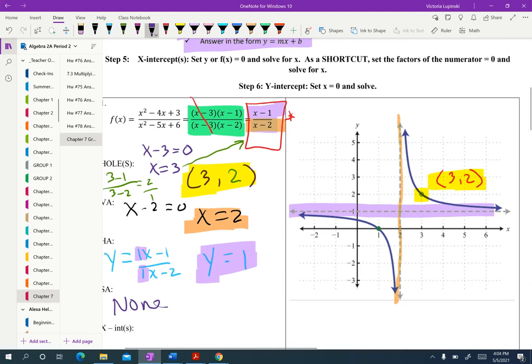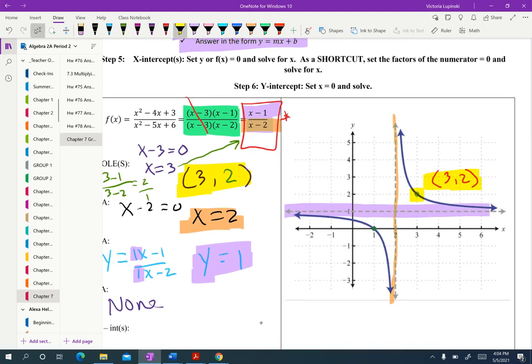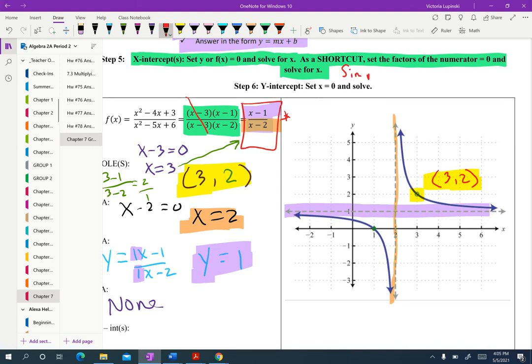Then x-intercepts and y-intercepts, obviously we have found those lots and lots of times, although maybe not lately. So when it comes to an x-intercept, normally you set y equals 0 or f of x equals 0, and you solve for x. As a little bit of a shortcut, you can just set the factors of the numerator equal to 0 and then solve for x. Again, you have to use the simplified version.